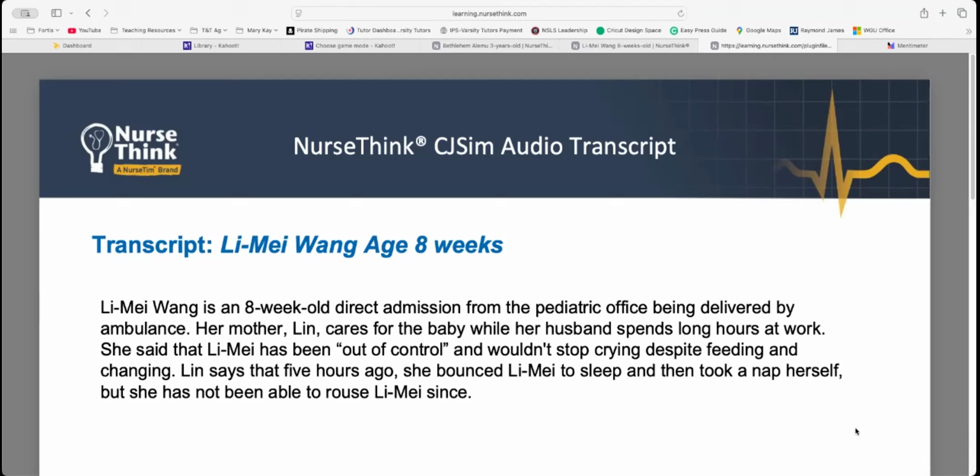Can it be like shaken baby syndrome? Yep. So high risk here for shaken baby syndrome. What are some of those risk factors that make you think about that? He was bouncing her, then went to sleep, and then she didn't wake up. Yep.